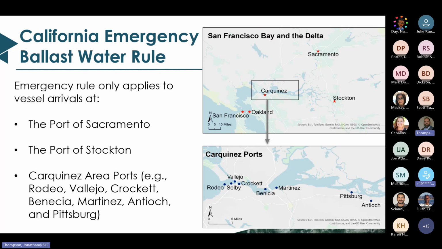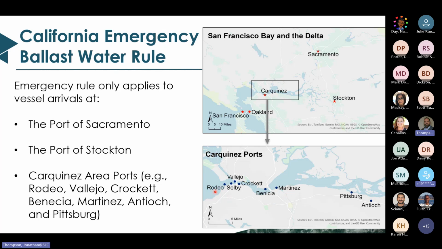Okay, so a little bit more on the geography here. The Port of Sacramento is right here. The Port of Stockton is right here. And you can see that those are definitely freshwater ports. And then the more brackish water ports are in the Carquinez port area. And I'll list off those ports that are included.